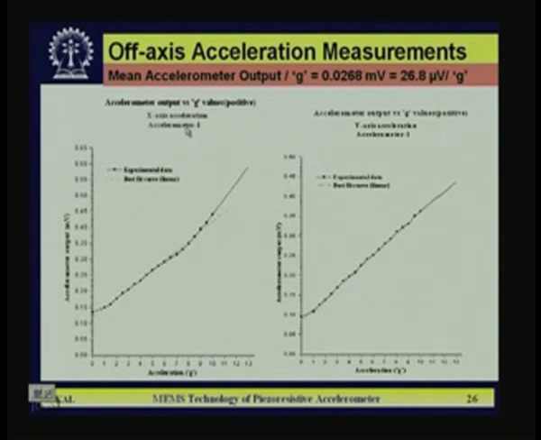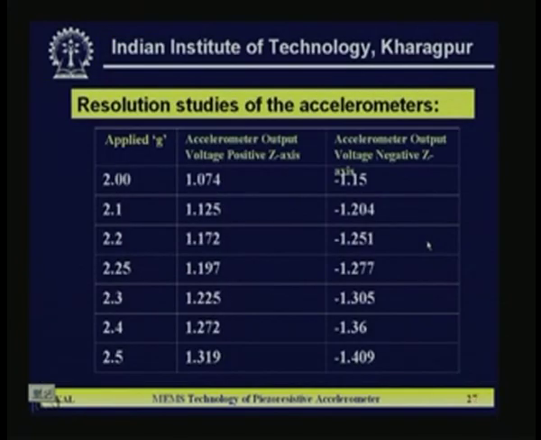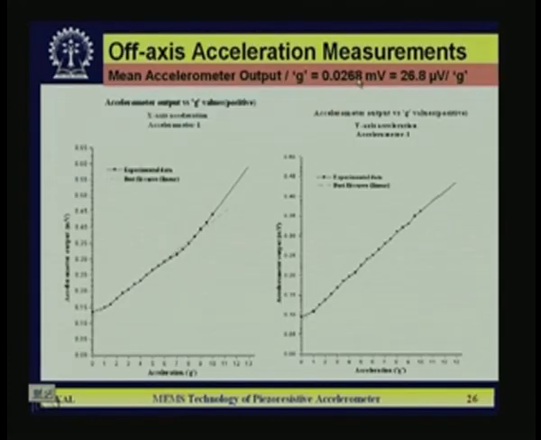Here along x-axis acceleration and along y-axis acceleration, the curve is shown here, and that value is extremely small compared to z-axis acceleration. In the z-axis we got nearly 500 microvolt per g, but here the value is nearly 26 microvolt per g. So it is 500 microvolt in the z direction, and in the x and y direction only 26 microvolt per g.